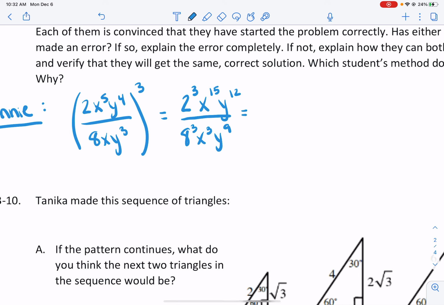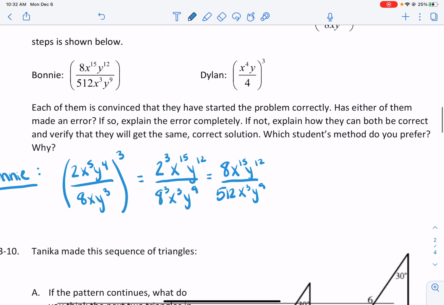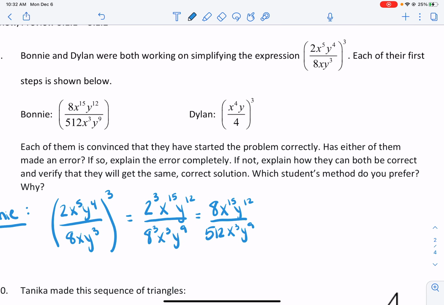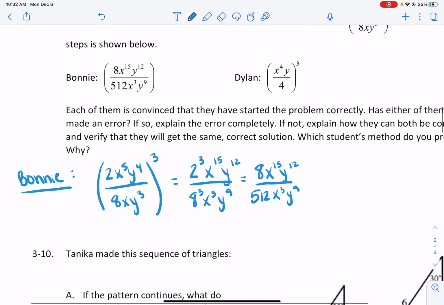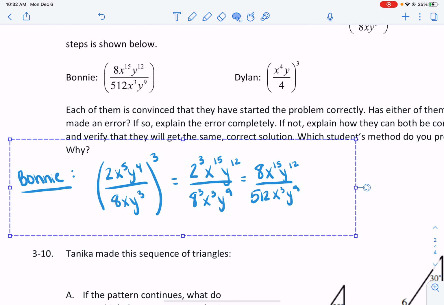Okay, so 2 to the 3rd power, that would be 8. And then we've got x to the 15th, y to the 12th, and then 8 to the 3rd power is 512, x to the 3rd power, y to the 9th power. Okay, so that's where Bonnie stopped, right there. Technically, Bonnie is correct. I think we maybe could simplify a little bit more, but still correct, right? She started the problem correctly. So now let's take a look at Dylan.